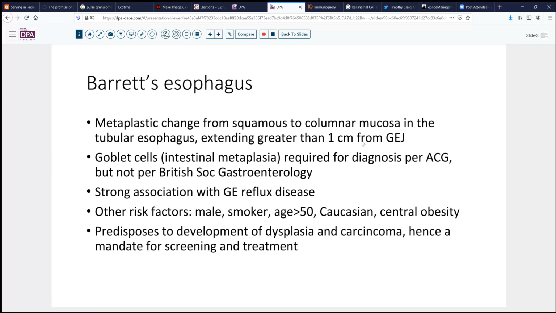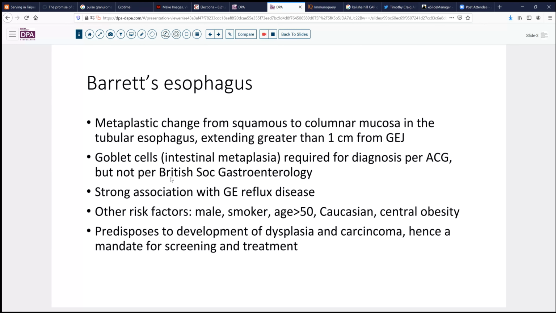However, what you can do is describe carefully what you see. Goblet cells, in other words, intestinal metaplasia, are requisite for the diagnosis of Barrett's esophagus, at least according to the American College of Gastroenterology. The British Society, however, does not ascribe to that more narrow diagnosis and will accept any metaplastic columnar epithelium as potentially Barrett's esophagus as long as it is present in that distribution greater than 1 centimeter from the GE junction.